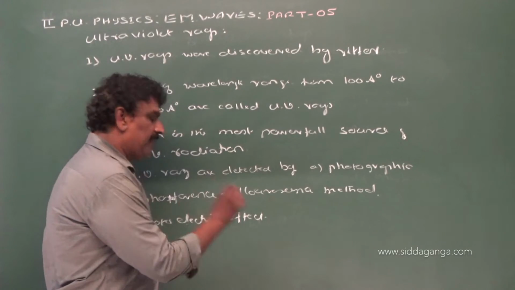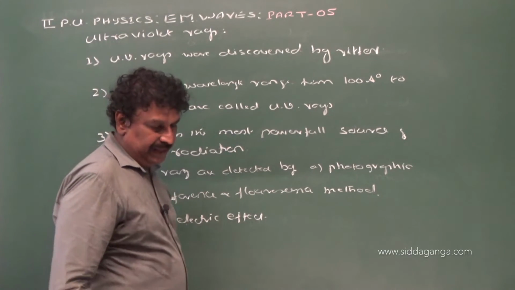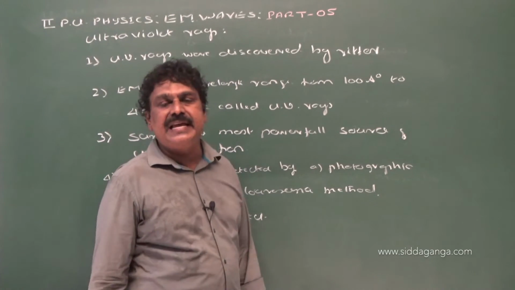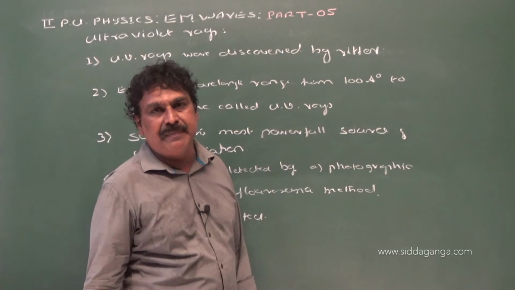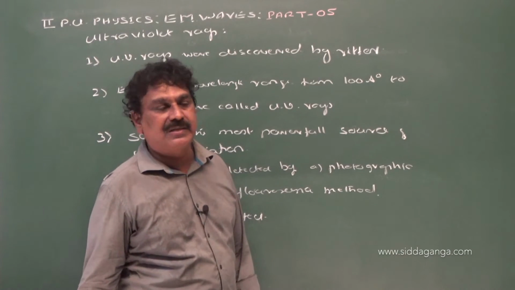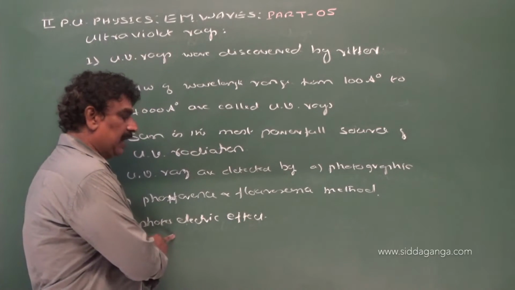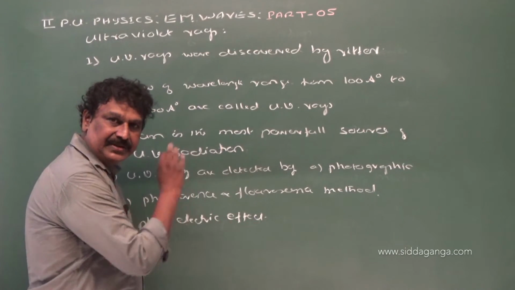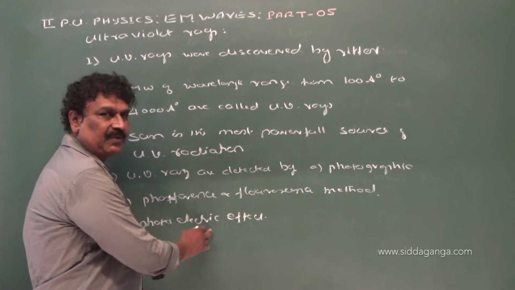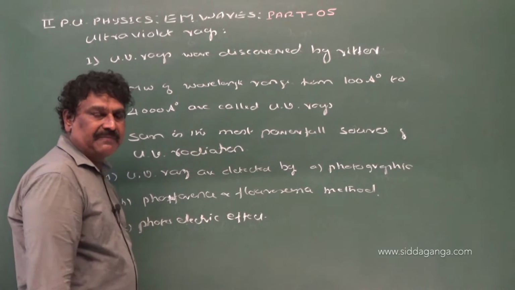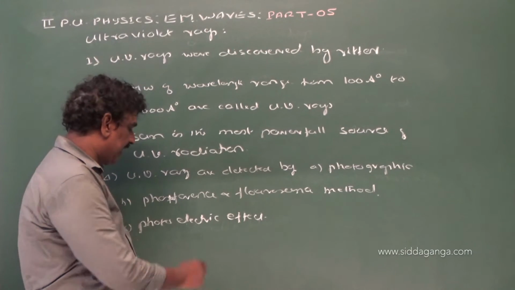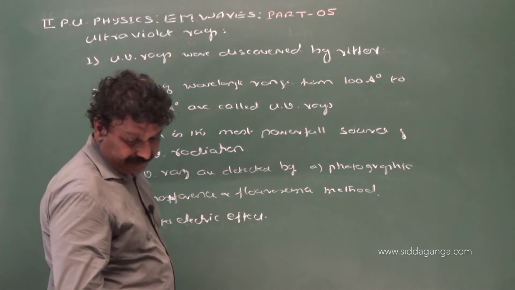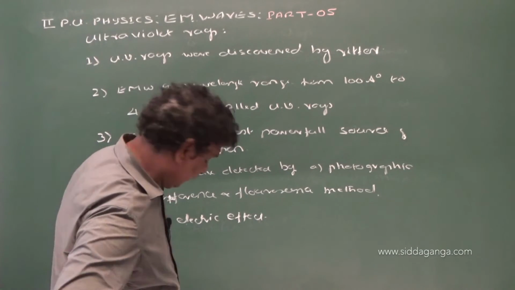And photoelectric effect: we know that materials like zinc, cadmium, etc. emit photoelectrons when exposed to ultraviolet radiation. Even by using a photoelectric cell and measuring the frequency of incident radiation, we can measure or detect ultraviolet radiation.